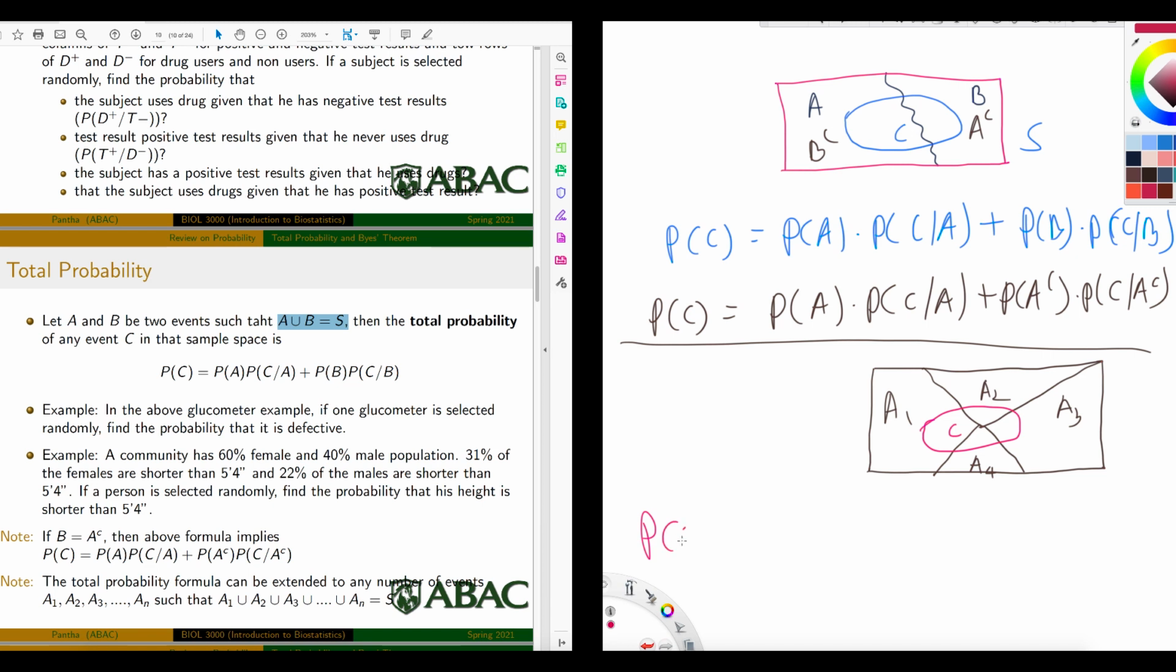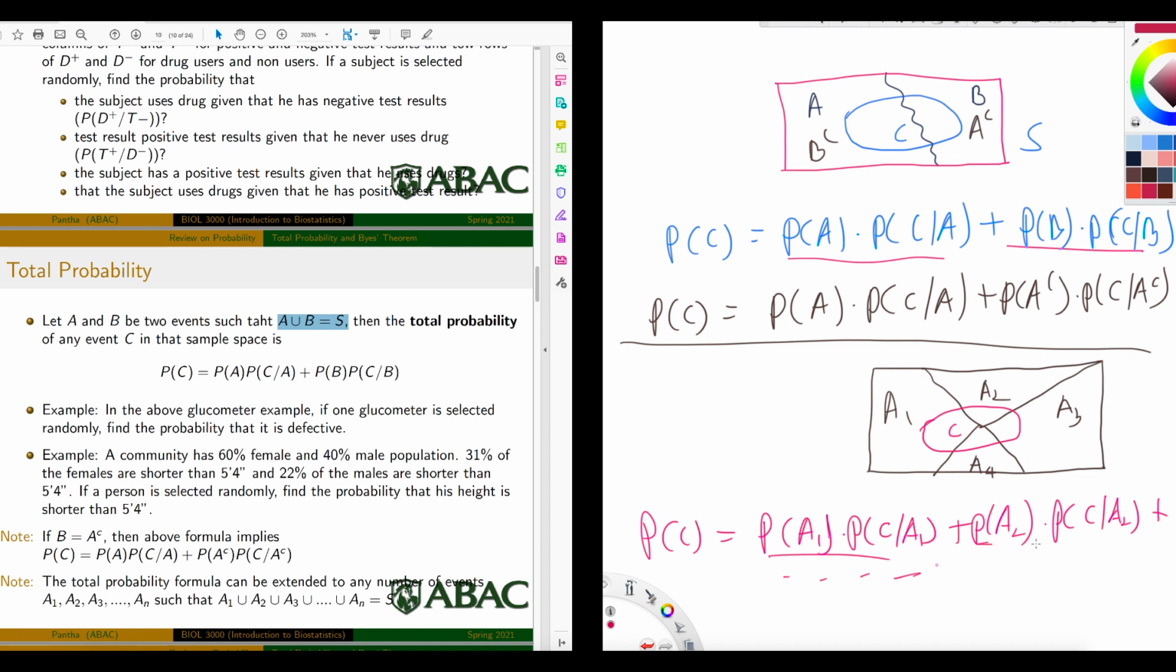So what is the total probability of C then? In that case, you will have the probability of A1 times the probability of C in A1, plus the probability of A2 times the probability of C in A2, right? And then you continue doing that until the last one, which will be the probability of A4 times the probability of C in A4. If you do that, you will get 4 of these terms. In the case of 2 pieces only, you will have 2 terms. In the case of 4 pieces, you will have first, second, third and fourth. So you will have 4 such terms.